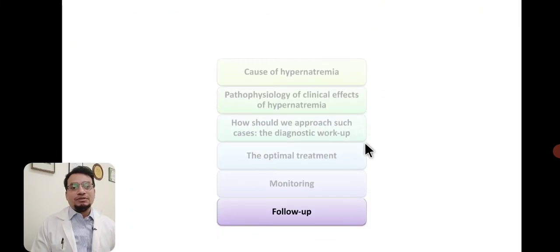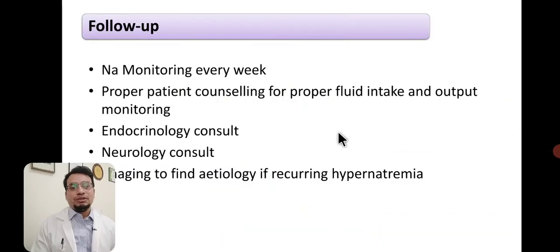And after the treatment is over, we should follow up this case with sodium monitoring every week, proper patient counseling for proper fluid intake and output monitoring, endocrinology consult, neurology consult, and imaging to find out the etiology if there is recurrent hypernatremia and recurrent hospitalization.